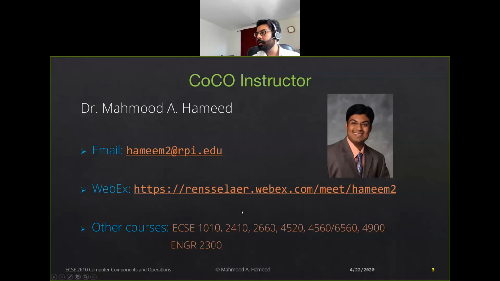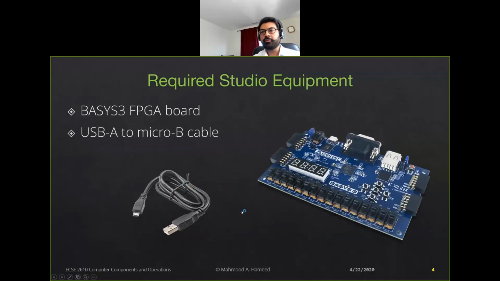Okay, moving on. This is going to be the most important slide here. The required studio equipment consists of two parts, two things. One is the Basys 3 FPGA board, and it comes in a package. I hope you can see this little tiny box here, which says Basys 3.